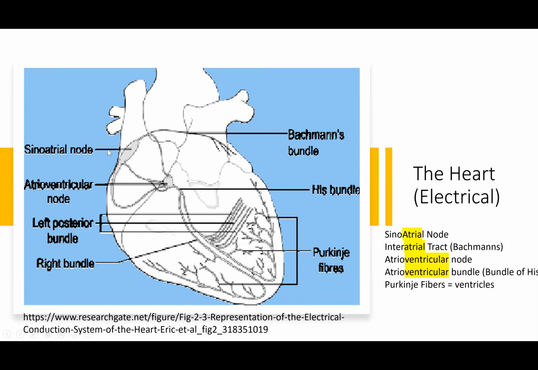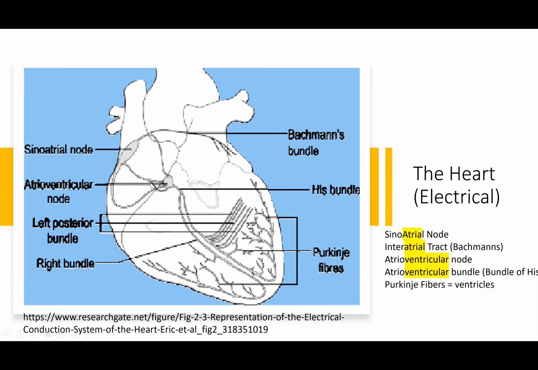The main light switch is the sinoatrial node, and this is where the electrical signals generally start from in a healthy person. And we can see within it the word atria. And you guessed it, the switch tells the muscles of the atria to contract through things called Bachmann's bundle, also known as the interatrial tract. So this first part tells the atrium to contract.